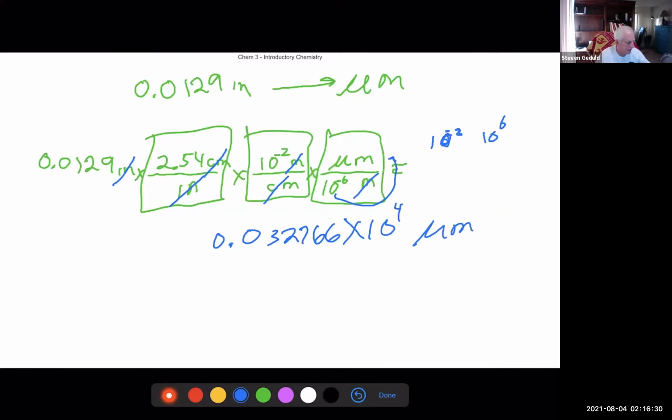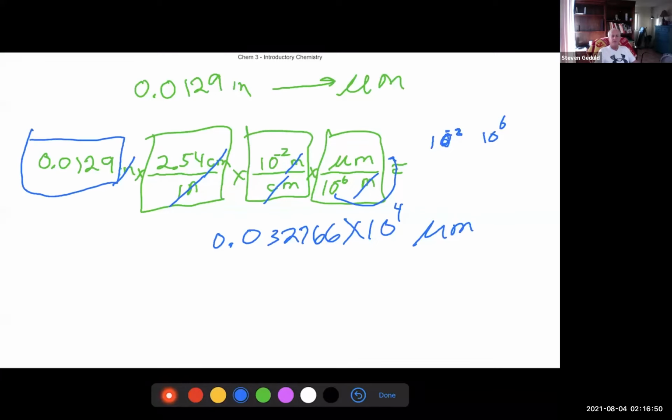Can I leave my answer like that? No, 2 reasons. First reason is I wanted a scientific notation, which is what we're going to be using, and it has 2 significant digits. How many significant digits can the answer have? We have only 1 measured value right here. Remember, leading zeros are not significant. They're placeholders, just like trailing zeros are not significant unless it's after a decimal point.